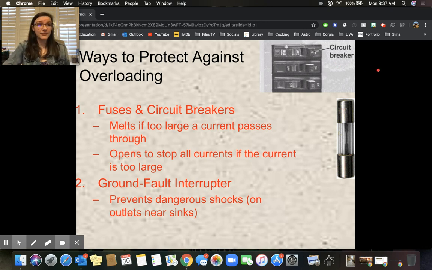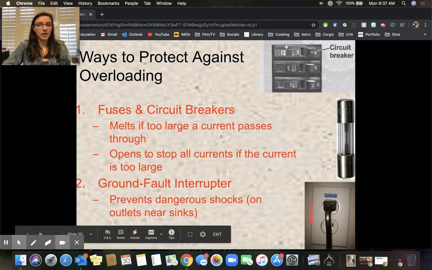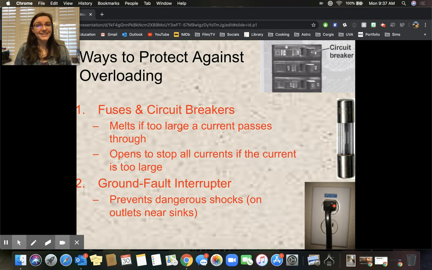In a house I lived in once, if you ran more than 3 appliances in the kitchen, it would shut off and you would have to go into the basement and flip the breaker for that. So these will automatically turn off or open the circuit if the current is too large. And here we've got ground fault interrupters within your outlets. So that is it for parallel circuits and how the electricity in your house is wired.